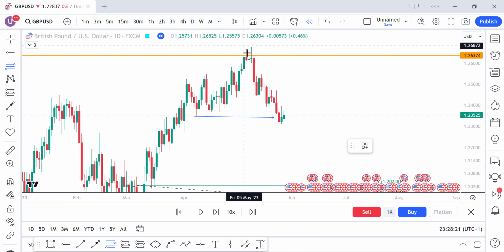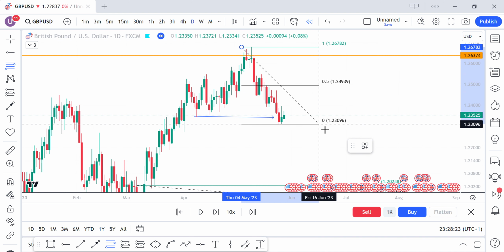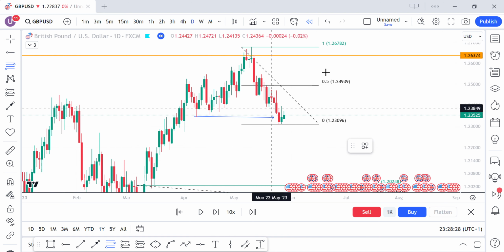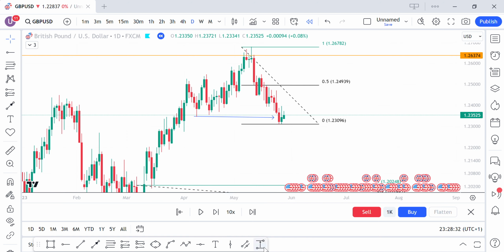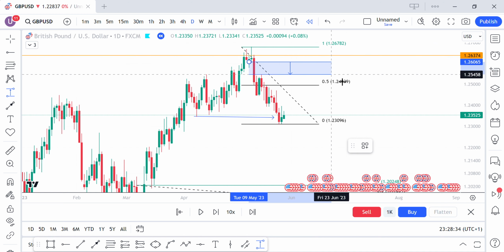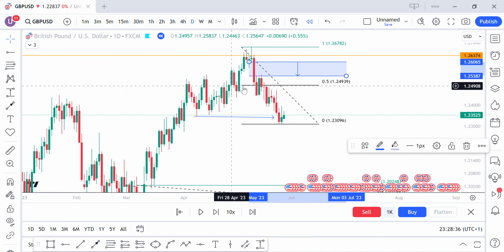So I draw my Fibonacci here. I have never analyzed this particular section before. I'm just doing it on the screen for the first time. Then there's a fair value gap. There's a fair value gap here. There's a fair value gap here.